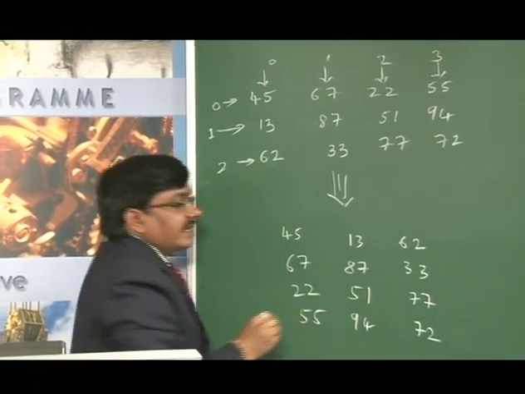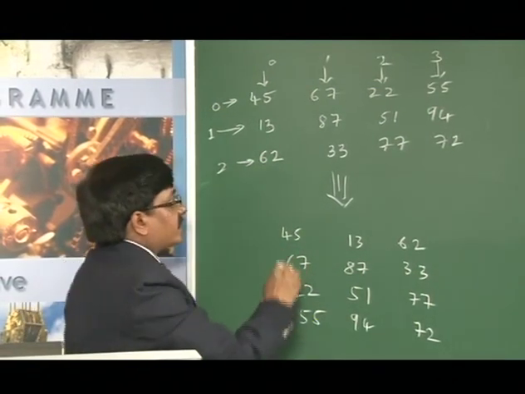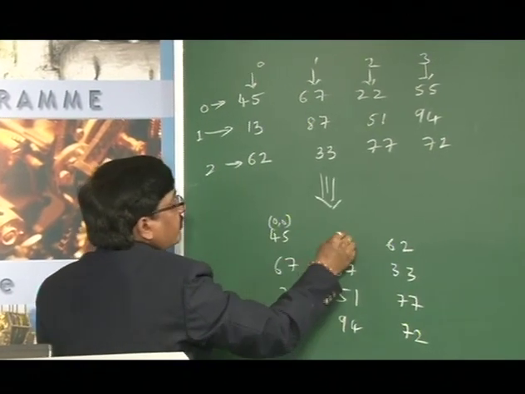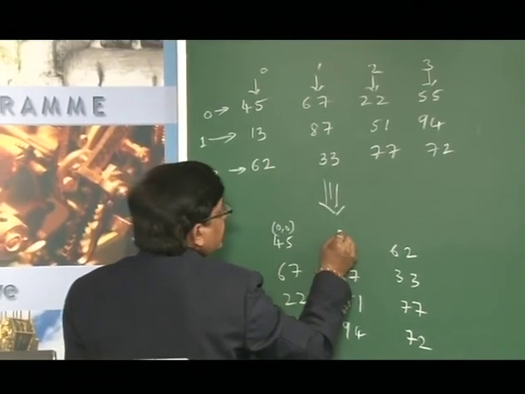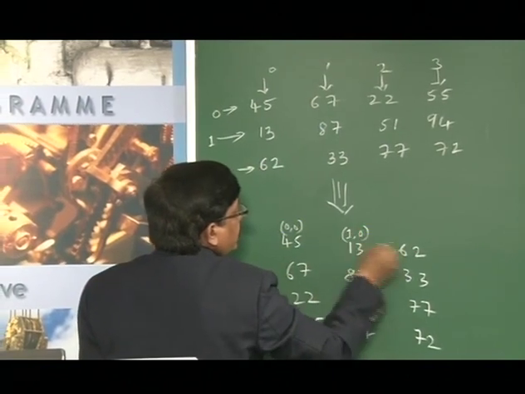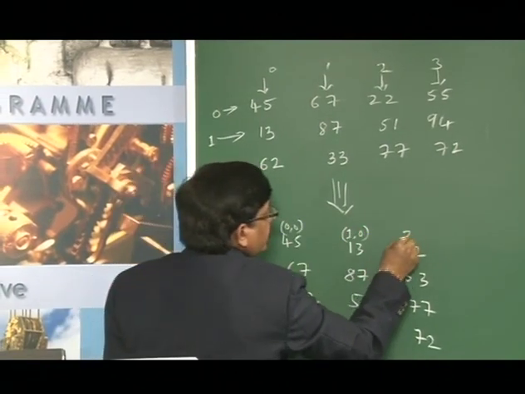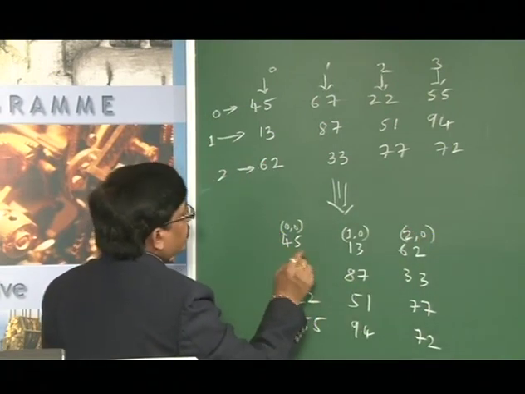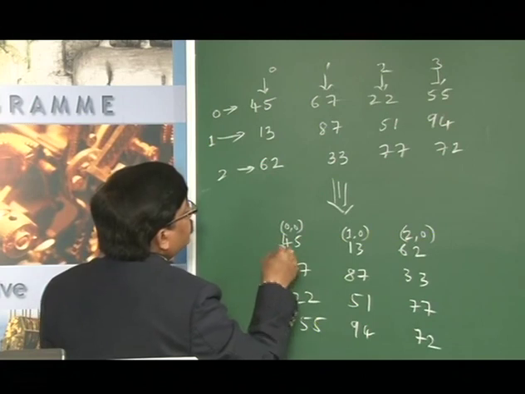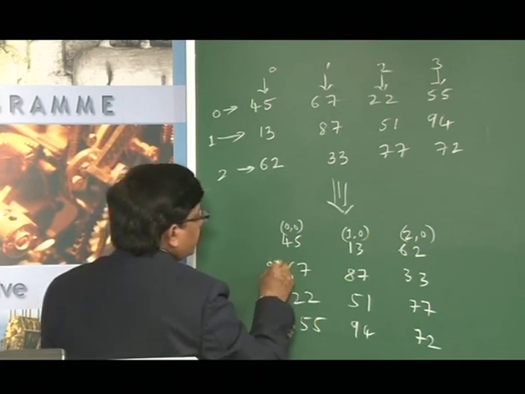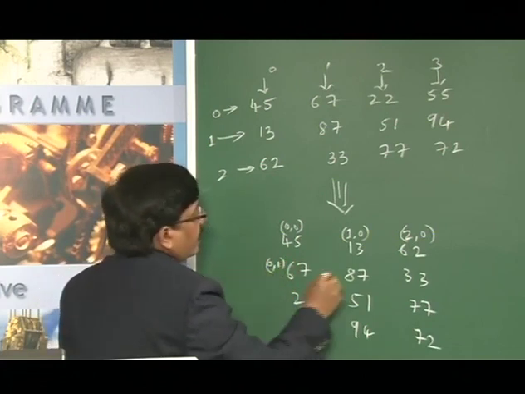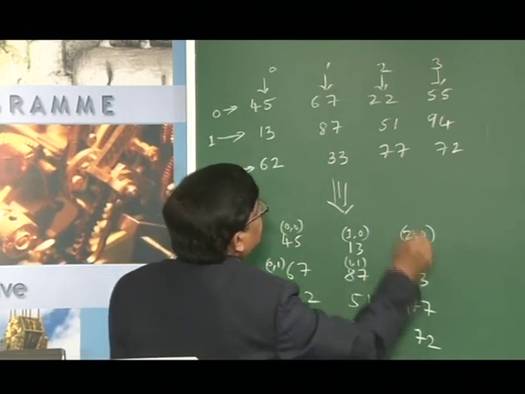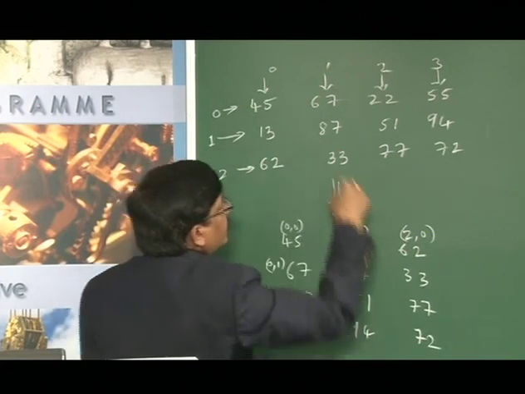When we are displaying the elements, we display them row wise. What is the index of 45 here? It is the 0th row, 0th column. And what is the index of 13? It is the first row and the 0th column. The index of 62 is the second row and the 0th column, right? Similarly, the index of 67 is the 0th row, first column, the index of 87 is first row, first column, and the index of 33 is the second row and the first column.